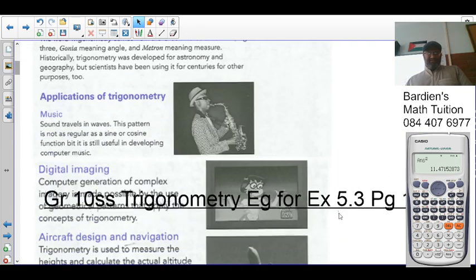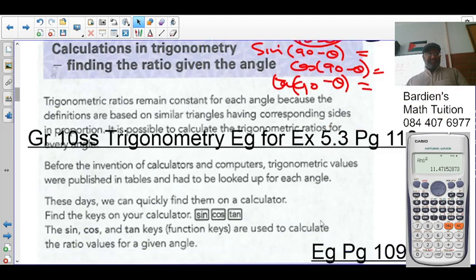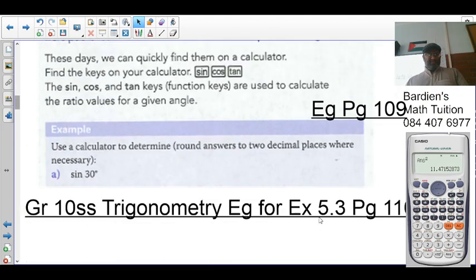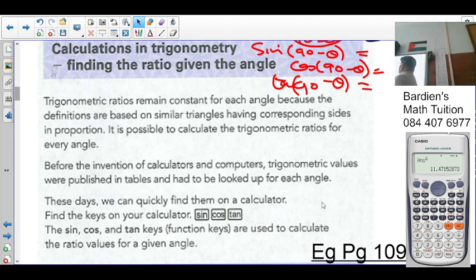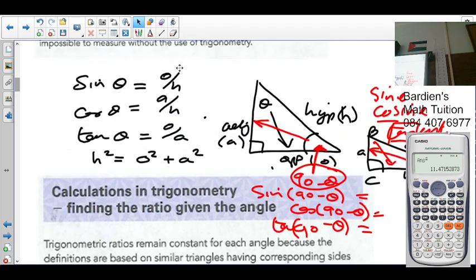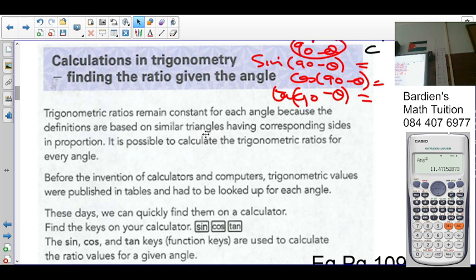Okay, so let's do this. Let's read what they're telling us here. Now we're looking at calculations in trigonometry. Find the ratio given the angle. People, what is the ratio? If you look here, these are ratios. Can you see that? Those are ratios given the angle.